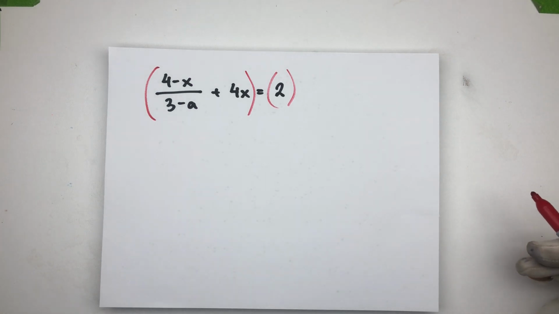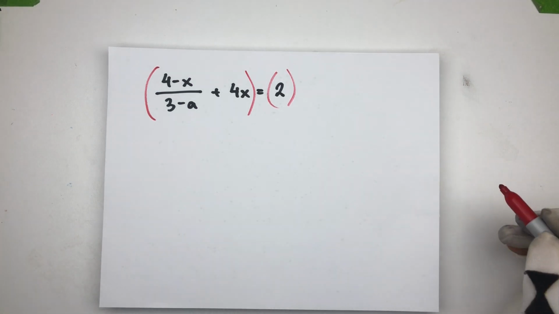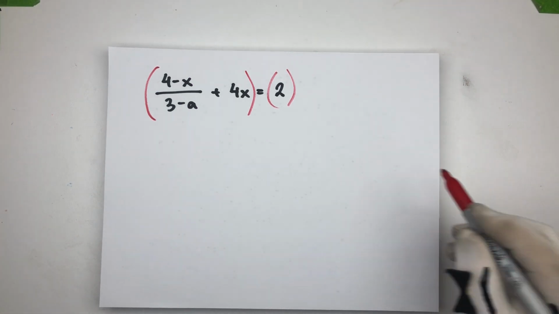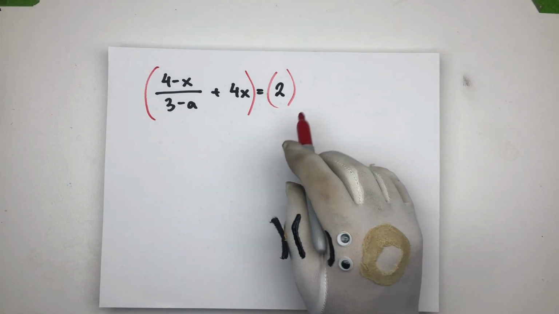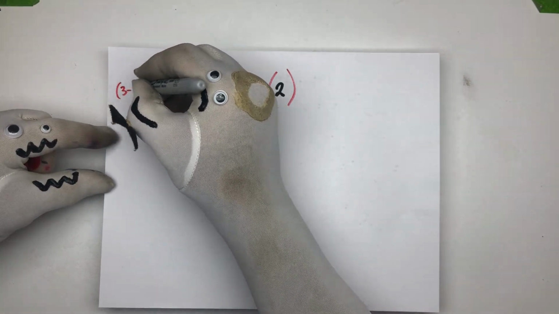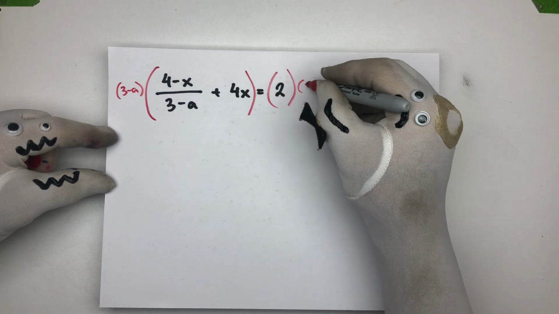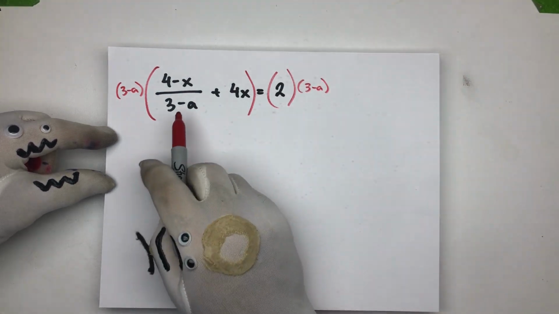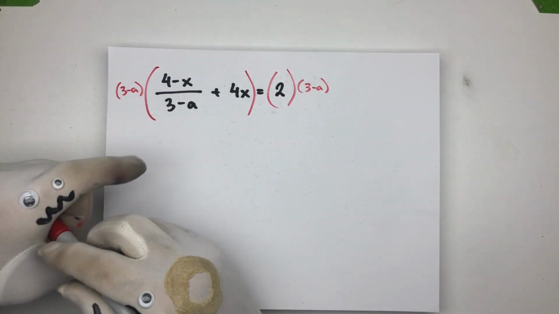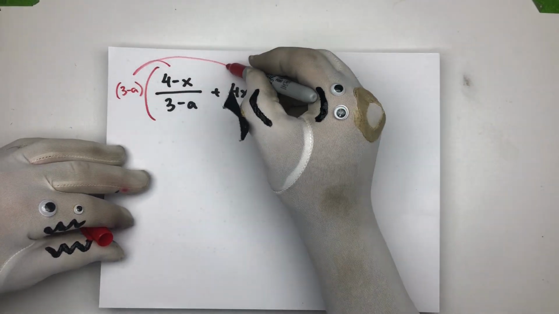Now it starts getting a little complicated because we start doing these problems now and people start misremembering the rules. Whatever I do to one side, I have to do to the other side. So I'm going to multiply this side by 3 minus a. Why did I pick 3 minus a? I picked 3 minus a just to get rid of that term right there. That's it. And now I'm going to bring this guy into the brackets.